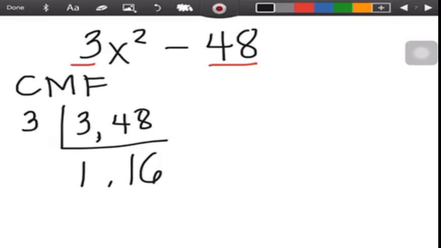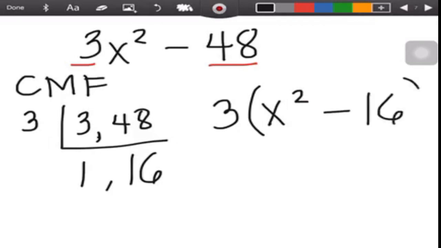So, here's the answer. We have 3. And then, you write the number 1 times x squared, that is x squared, minus this number, 16. So, here we have our difference of two squares.